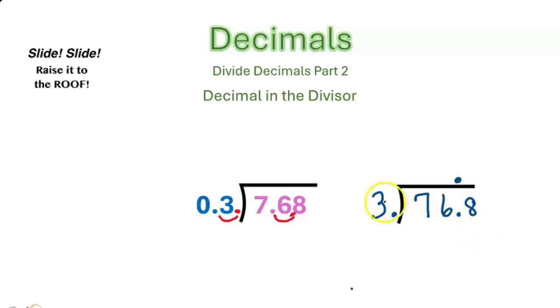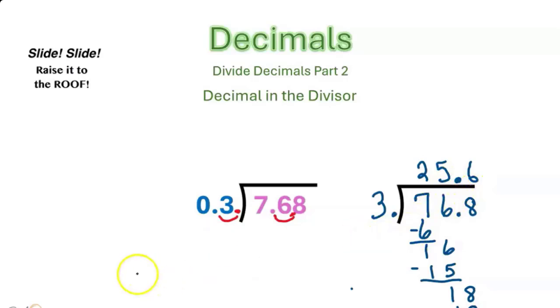Now we can divide. 3 goes into 7 2 times. 2 times 3 is 6. We subtract and get 1. You bring down the 6. 3 goes into 16 5 times. 5 times 3 is 15. And we subtract and we get 1. We bring down the 8. 3 goes into 18 6 times, which is 18. We subtract and get 0. So our answer is 25.6.